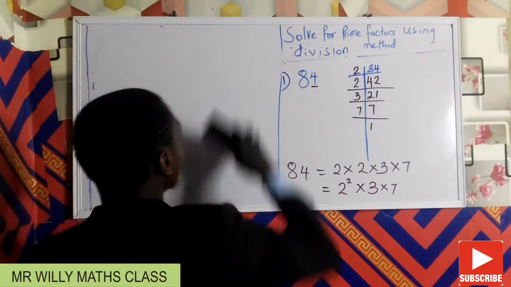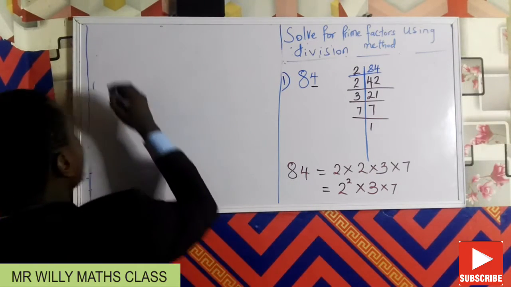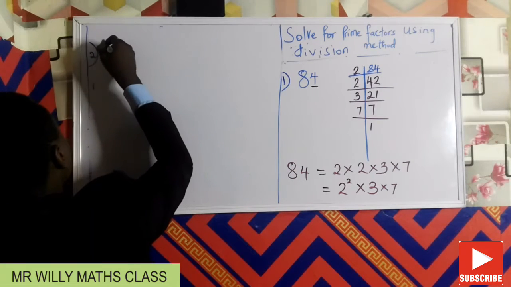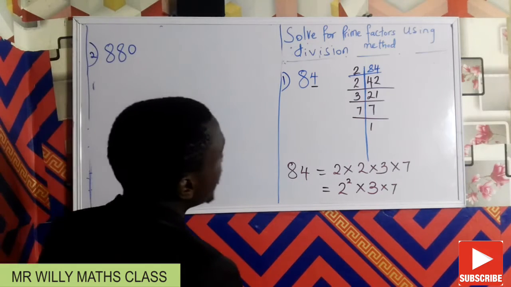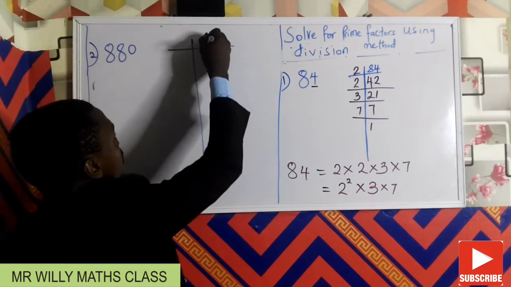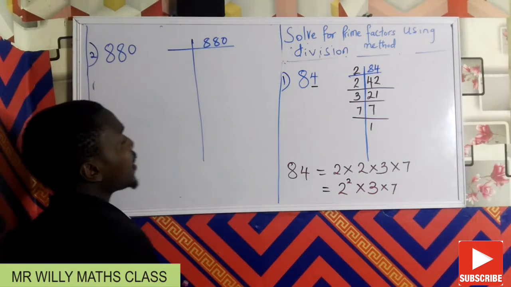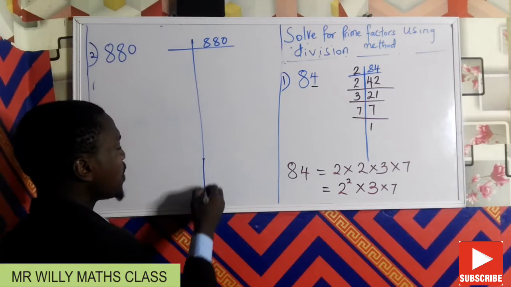So let's assume that you have, let's do the bigger number now. Let's assume that you're having 880. You are asked to find the prime factors of 880. Don't forget that you are using the division method for this class. You draw your line. Then you have your 880. Think of a number that can divide 880 without a remainder, and the number must be a prime factor.